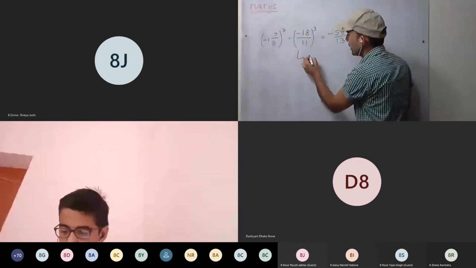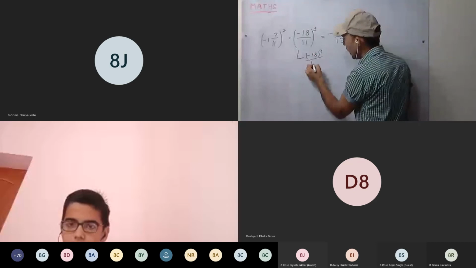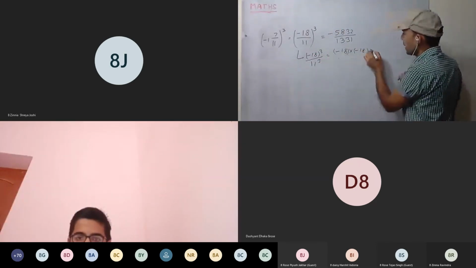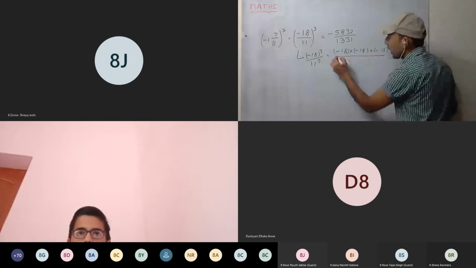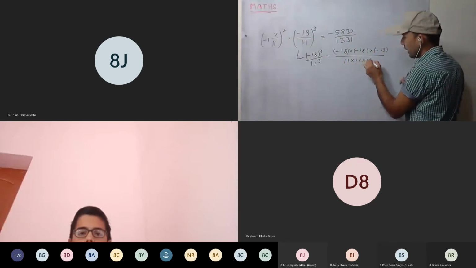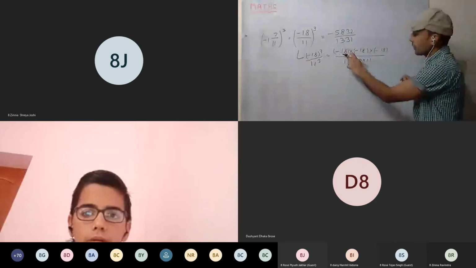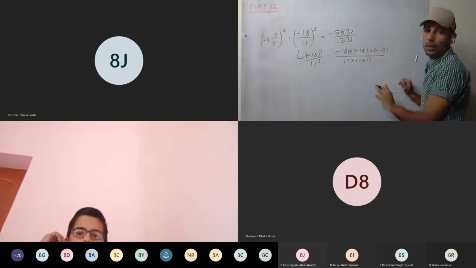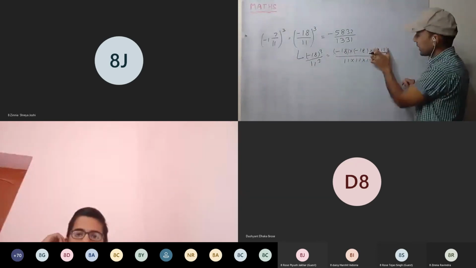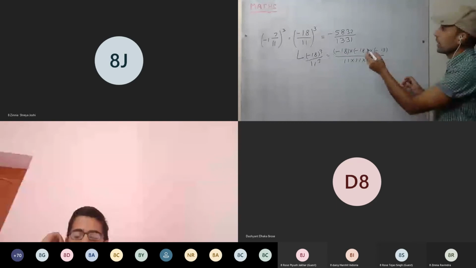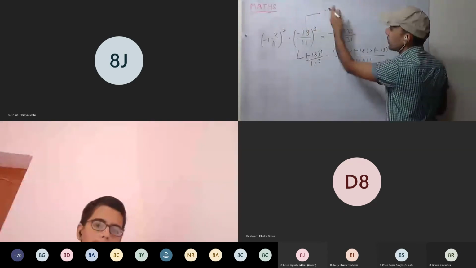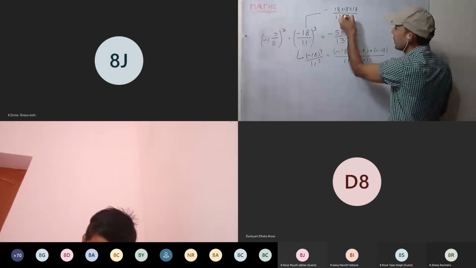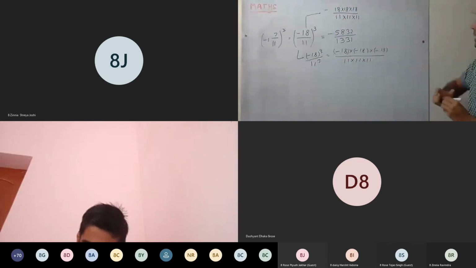So how you proceeded? Minus 18 the whole cube upon 11 cube. Minus 18 into minus 18 into minus 18 upon 11 into 11 into 11. See here, I have put minus 18 in a group so that it doesn't create any confusion, whether I have to add, subtract or multiply. You can simply separate it: minus 18, minus 18, minus 18. Or you can take the minus outside, then 18 into 18 into 18 upon 11 into 11 into 11. That as well is right.